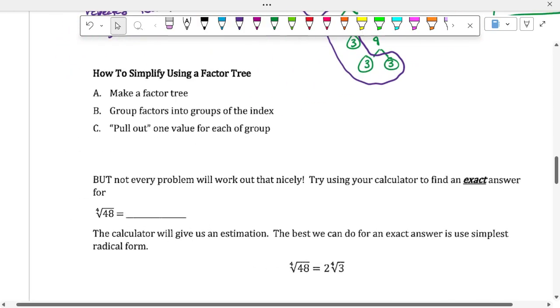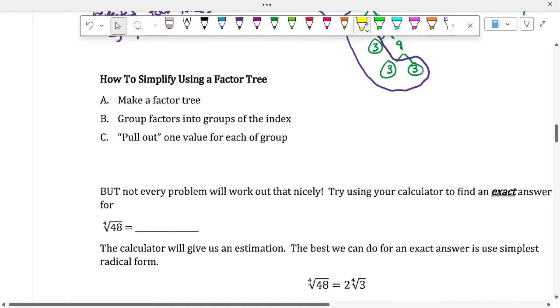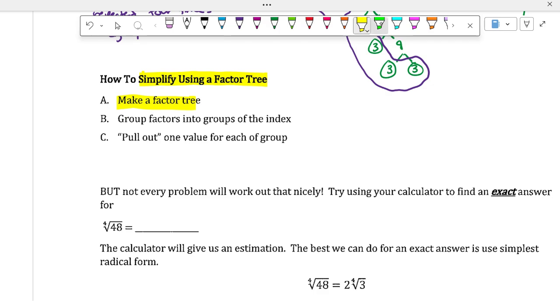So that's exactly how this works. So how do you simplify using a factor tree? You first make the factor tree. You group the factors according to the index. So in other words, you group them into groups according to the index. And remember, they have to be the same number to be in a group. And then you pull out one value of each group or rewrite it like we did. I suggest rewriting it because it's easier to see. There's less room for error. All right.